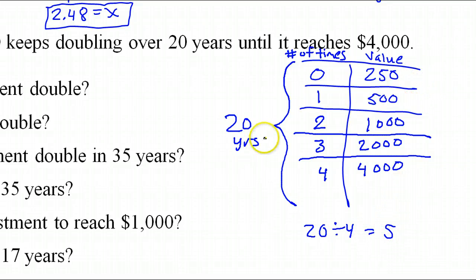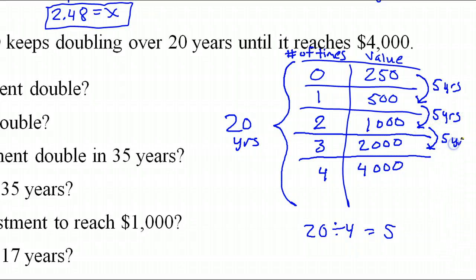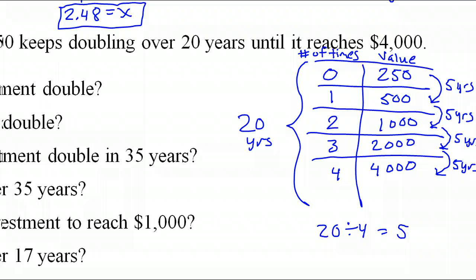That means for a total of 20 years, this must be 5 years, and then another 5 years, and another 5 years, and another 5 years. 5, 10, 15, 20 years total. So it doubles every 5 years. That's what we are dealing with.